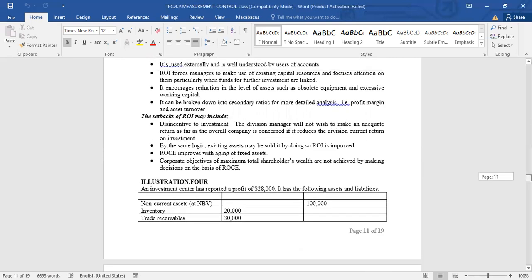The setbacks of return on investment are that it is a disincentive, or demotivating in nature, to investment. The other thing is that, logically, existing assets may be sold off so that they improve the return on investment. Remember, return on investment is very similar, if not the same, as return on capital employed, which looks at assets and long-term debt.